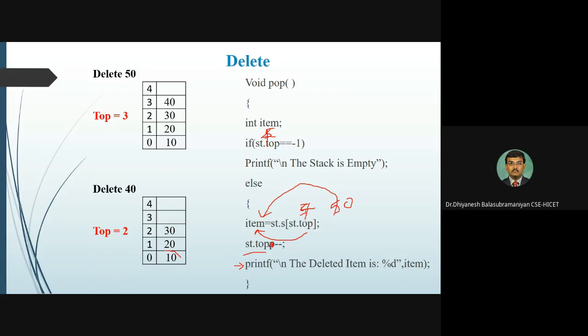Simply, we can't delete the 10 directly. So first we need to delete all the elements from the stack, and only then can we come back to the 10 and delete it. This is a major problem in a stack. So concentrate on this stack's last in, first out principle.